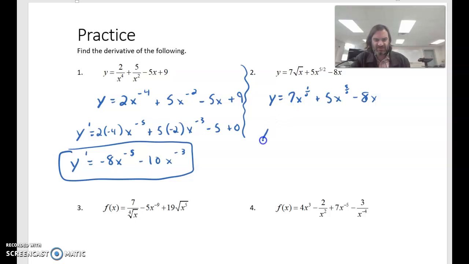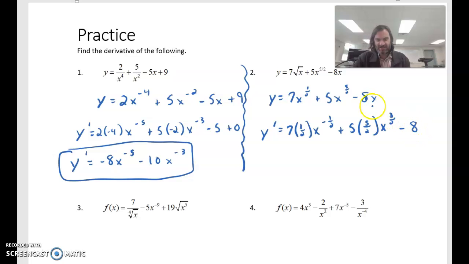Now that was just rewriting. Now we got to take the derivative. So we're going to apply our power rule. So y prime will be 7 times 1 half x to the negative 1 half plus 5 times 5 halves x to the 3 halves minus 8. So basically, if we have an x to the first, it will just go away, as we'll see. We'll have the coefficient. So clean that up.